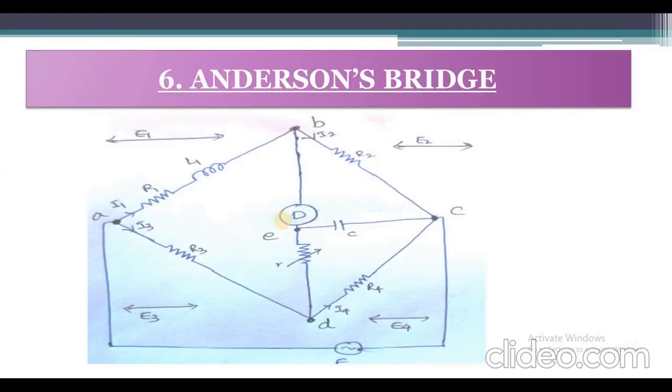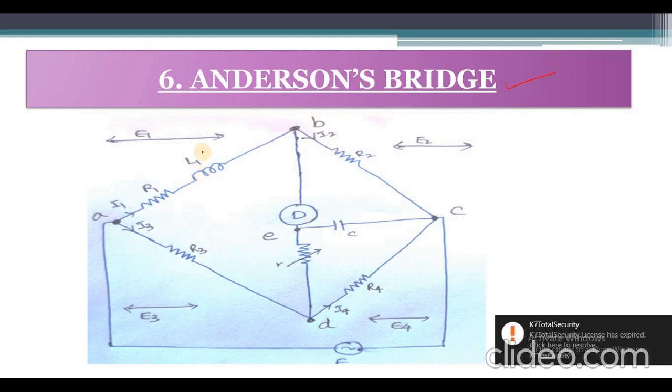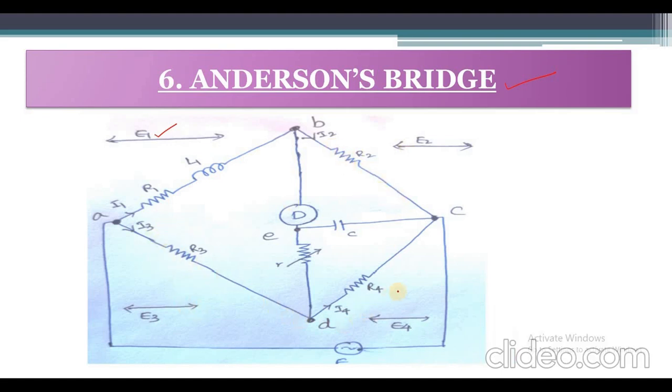So next one, it is somewhat different compared to the other 5 AC bridges. So its analysis is somewhat different. Anderson's bridge. See here guys, it also consists of 4 arms. Observe here guys, E1 is the potential across this arm AB, E2 is the potential across this arm BC, E3 is the potential across this arm AD, and E4 is the potential across this arm CD. E is the AC voltage source, and the detector is connected.